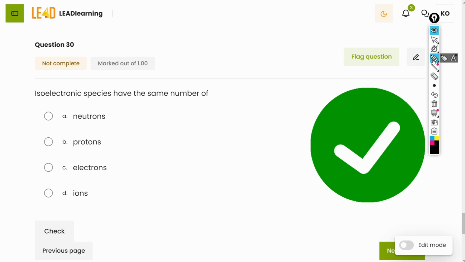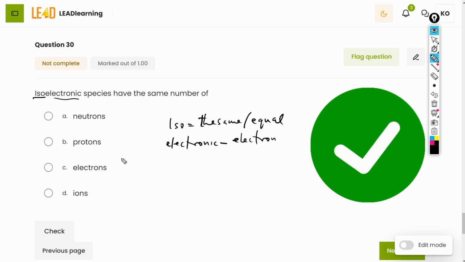Question 30. Isoelectronic species have the same number of. Now iso translates as the same or equal, and then electronic translates as electron. So isoelectronic species have the same number of, the rough translation is, electrons. So our correct answer is option C.